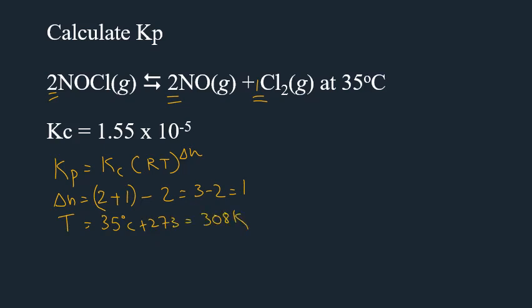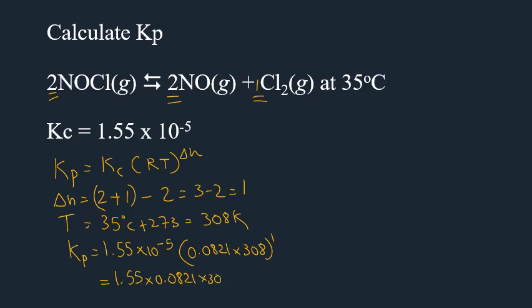And now I can plug it into the formula: Kp equal 1.55 times 10 to the power negative 5, and then that multiplied by the R value 0.0821, temperature is 308 to the power 1, so that is not going to make a difference. So 1.55 times 0.0821 times 308 times 10 to the power negative 5, that will equal, when you plug it in the calculator, you will get this answer.